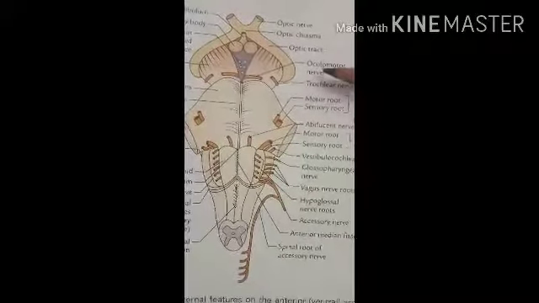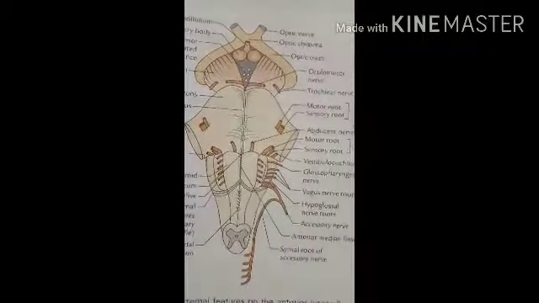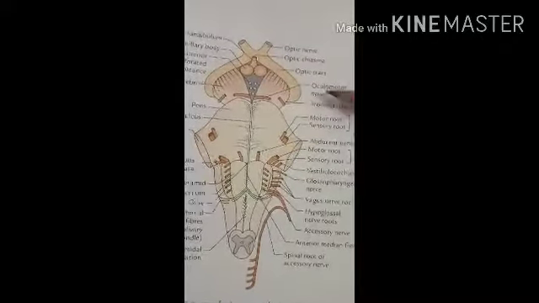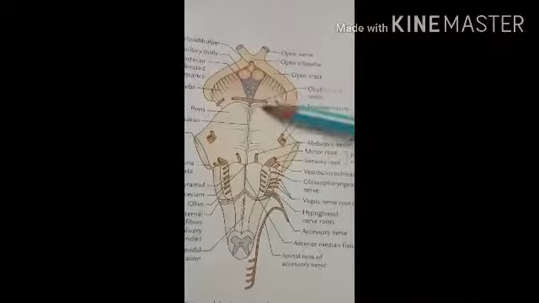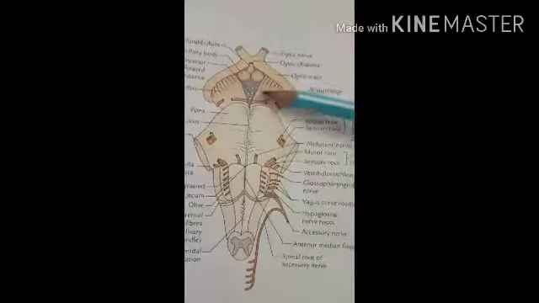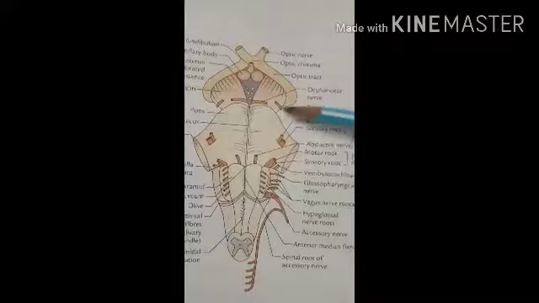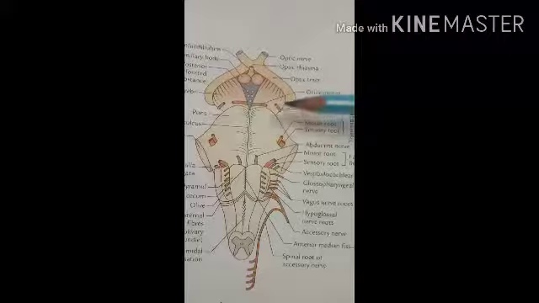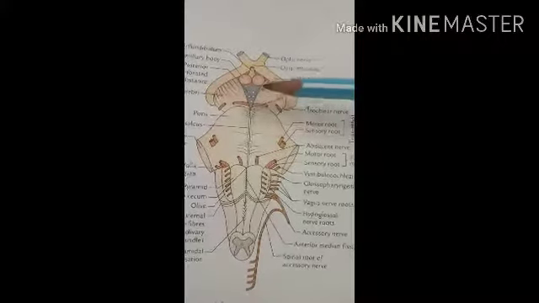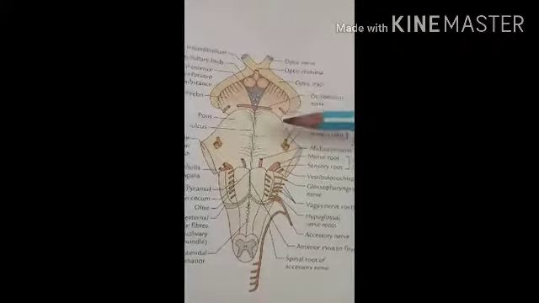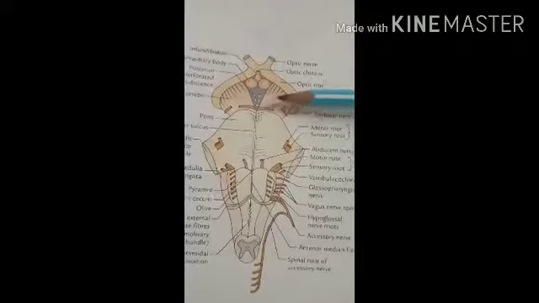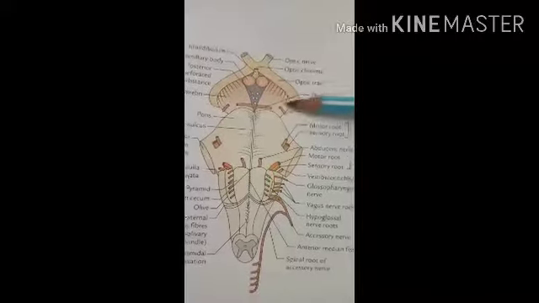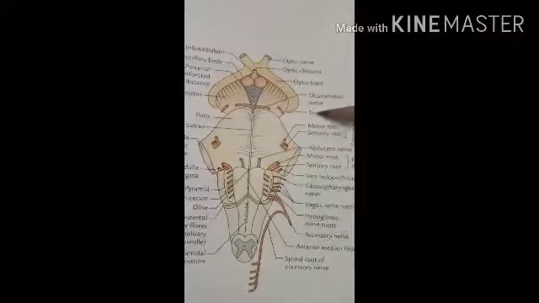So here you can see the oculomotor nerve, third, and the fourth nerve, that is the trochlear nerve. The oculomotor nerve originates from the anterior part of the midbrain, and the trochlear nerve originates from the posterior part of the midbrain. And this trochlear nerve is the only nerve which originates from the posterior part of the brainstem, which winds around the surface of the midbrain and comes onto the ventral surface. So here you can see the trochlear nerve, this one.